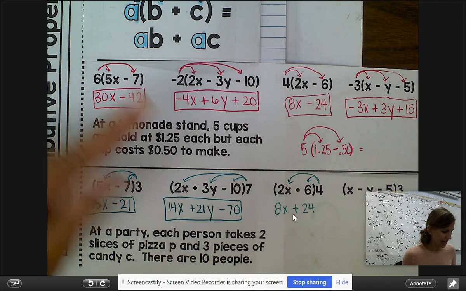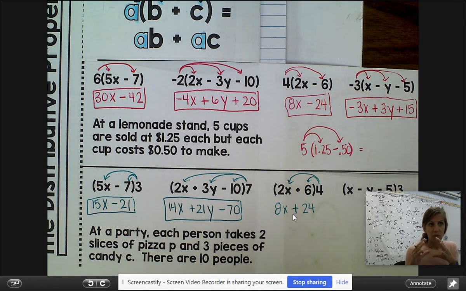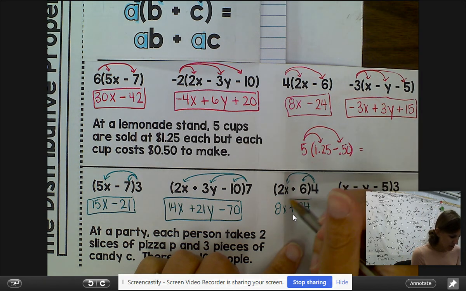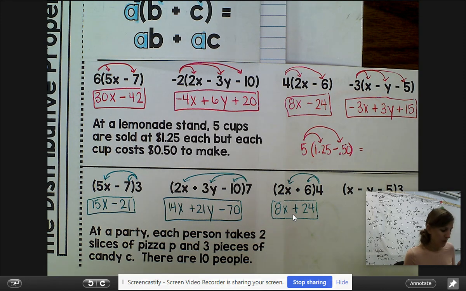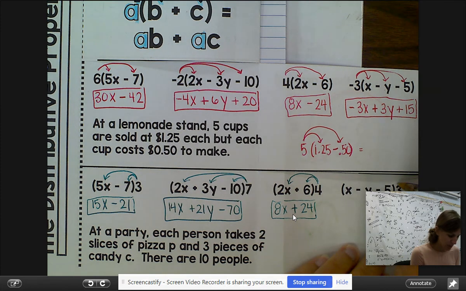So I should note, like, you're always going to end up with a string of numbers being added or subtracted. So there's always still going to be a plus or a minus sign in between these. We just multiply the outside number to each of the inside numbers. So that's important to kind of understand. You're not going to end up with probably just one number here.